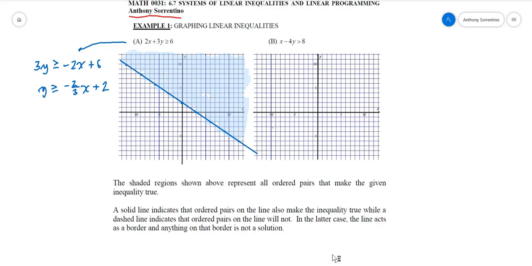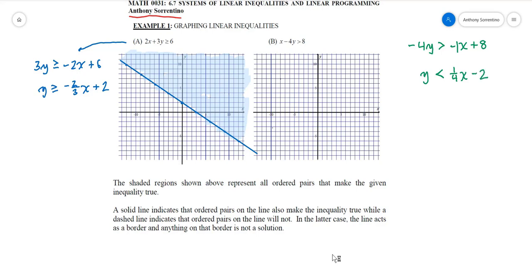We do the same thing for b. I'm going to solve this one for y, so I'm going to subtract x from both sides. So I have negative 4y is greater than negative x plus 8. Now I'm going to divide by negative 4. When I divide by a negative in an inequality, I do have to switch around the inequality sign. There's actually a 1 here before, so I'm going to have -1 divided by -4, which is 1/4 x. And 8 divided by -4 is a -2.